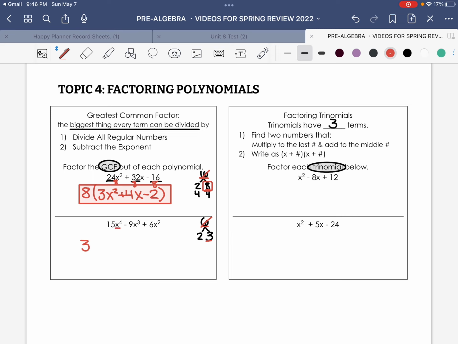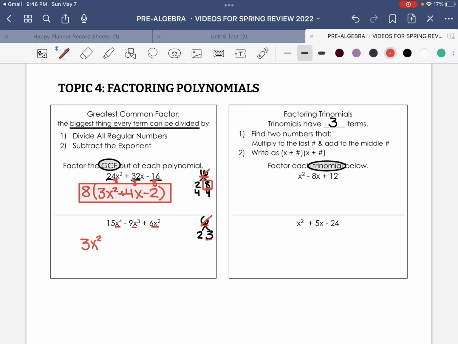Then I've got 4 x's, 3 x's, and 2 x's. If I want the biggest thing I can take out, I can take 2 x's away from all of those. But I can't take away 3 because the last one doesn't have enough. It only has 2. So you want to take out the most you can, just be careful not to take out too many. Then 15 divided by 3 is 5.